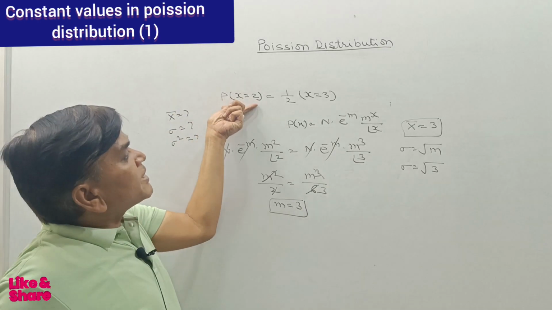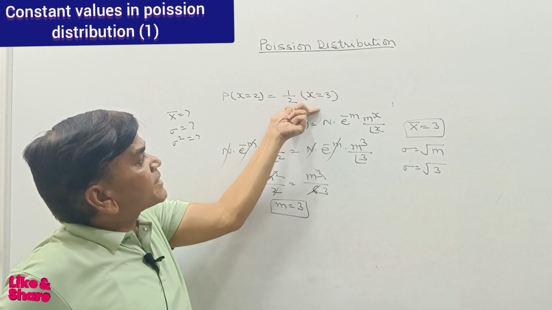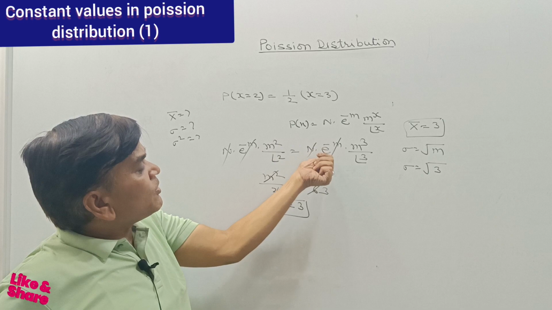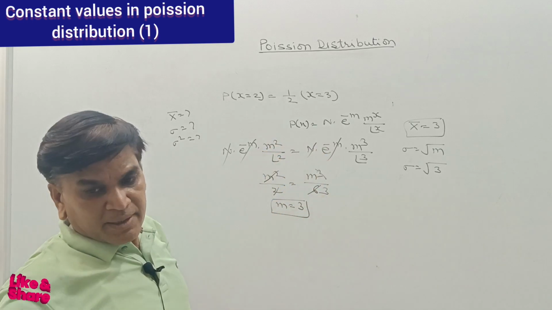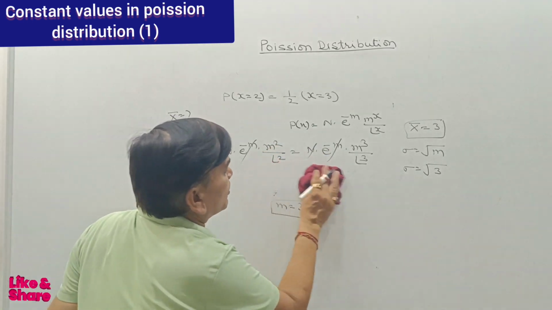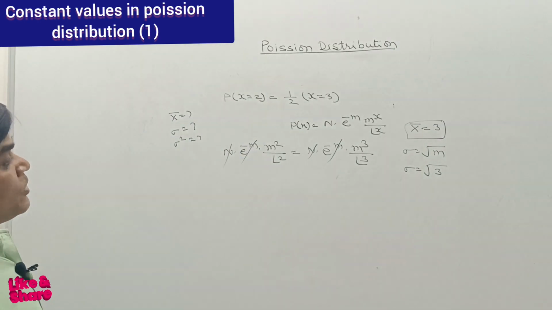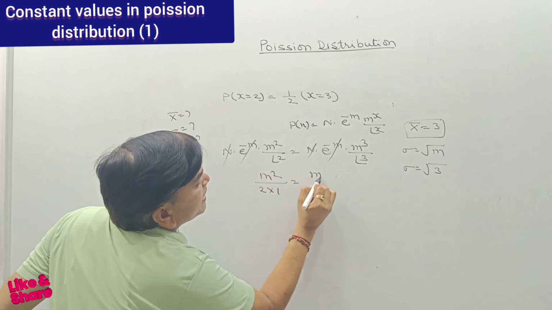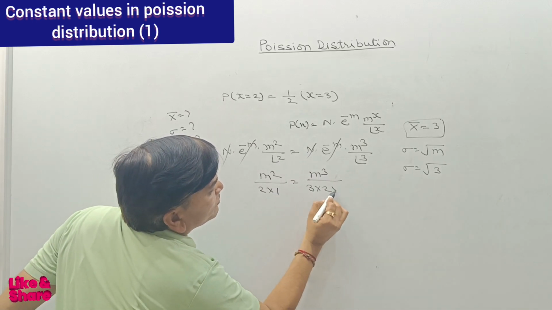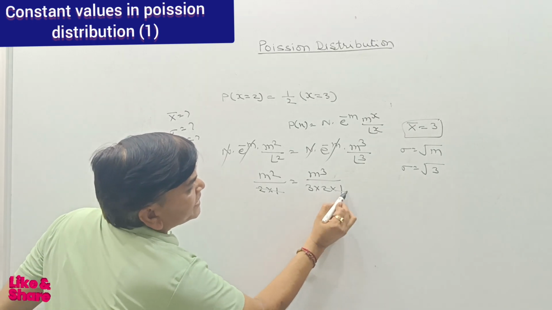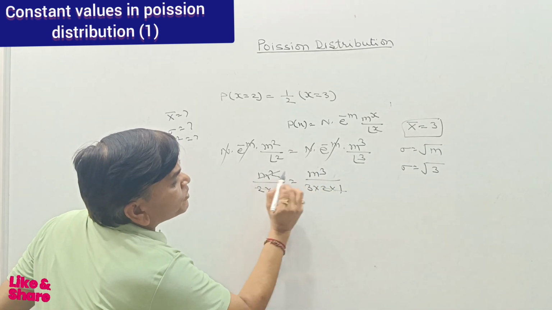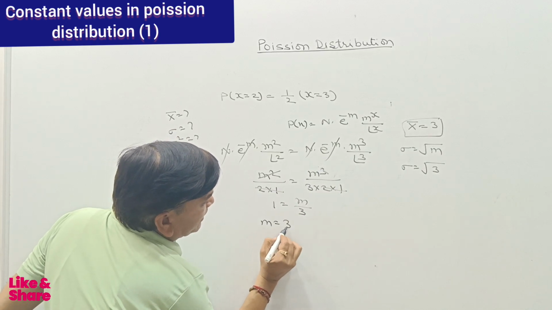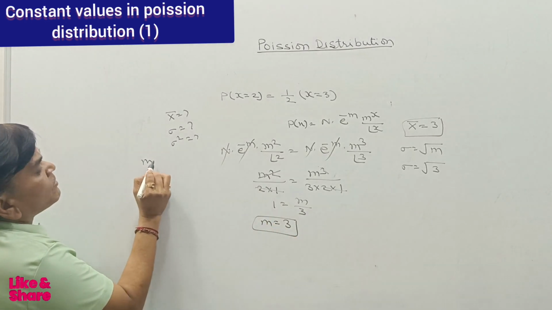The probability of 2 success is equal to half of the 3 success. So we have this as half, e raised to power minus m cancels, so m raised to power 2 upon this. From here you should learn more. Now m square upon factorial 2, that is 2 into 1, and m cube upon factorial 3, that is 3 into 2 into 1. 2 into 1 cancels, and m raised to power 2 cancels. So 1 is equal to m by 3 and m is equal to 3. So we get the value m is equal to 3.